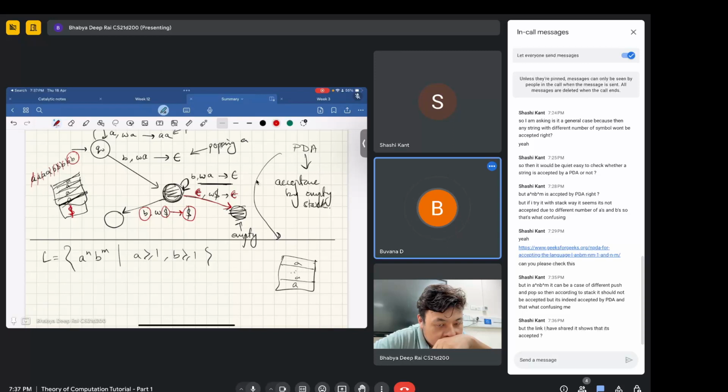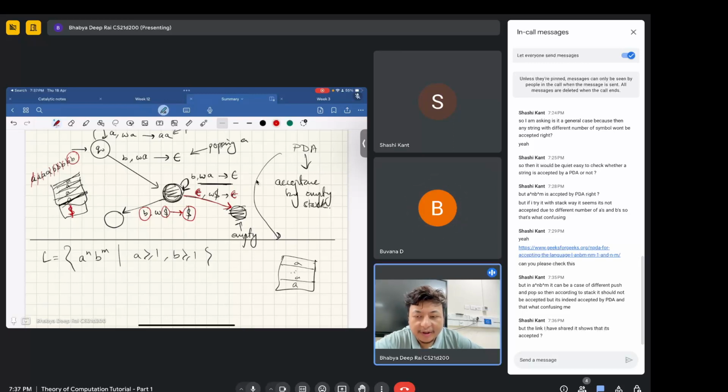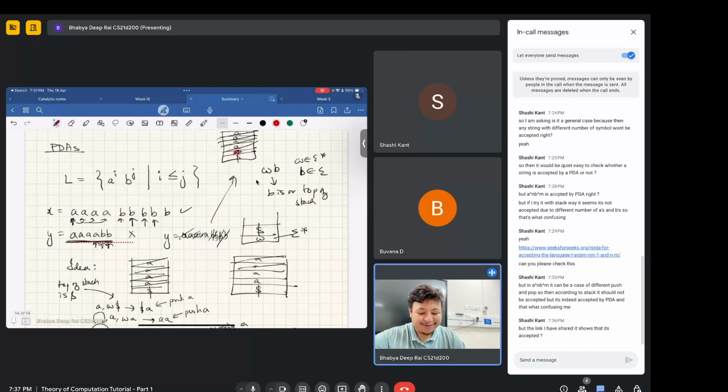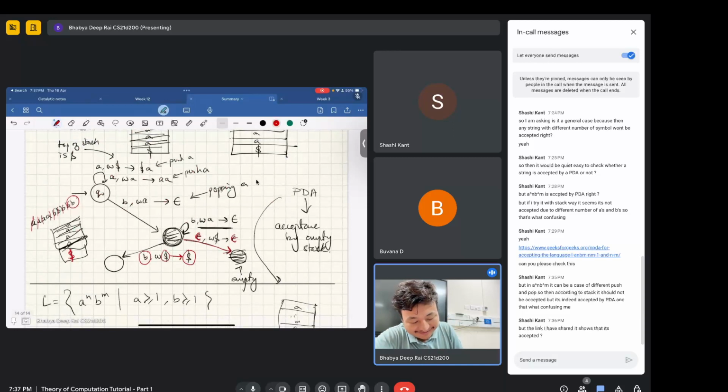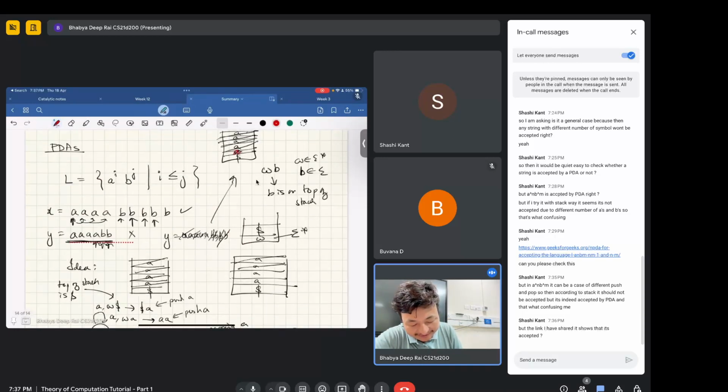Sir, if for 4 A's we have 4 B pops, already we have reached the end of the stack. Why don't we call this an accepted state, sir? Even though one more B is there, one more B is there. Oh yeah, you're right. Sorry, another mistake I've made. Don't know what I was thinking. Oh, okay. So the DFA is slightly wrong in this case.